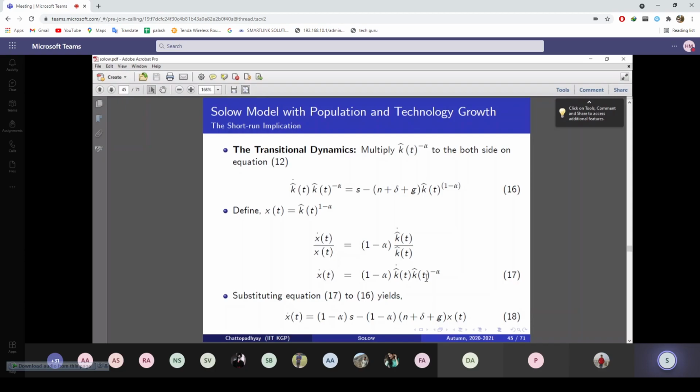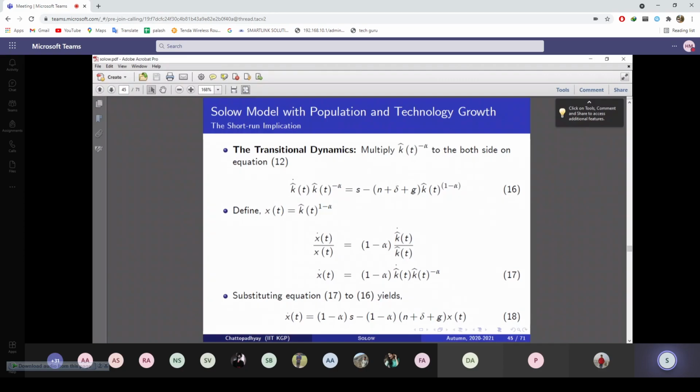So you start with xt equals k hat t to the power 1 minus alpha. Then you take logarithm on both sides, differentiate with respect to time, and after some simple algebraic manipulation, you get x dot t equals 1 minus alpha times k hat dot t times k hat t to the power negative alpha. Then if you substitute equation number 17 into equation number 16, you get equation number 18. And this is a very simple equation to solve. So that's the trick over here.